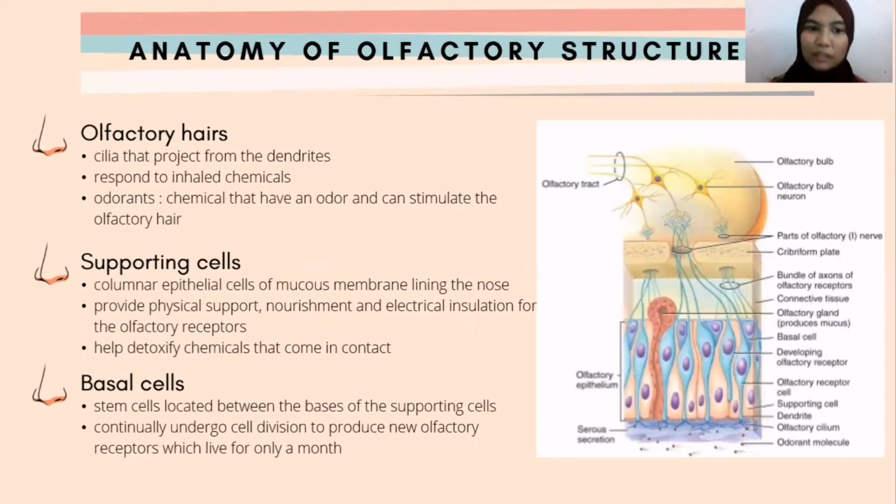So basically, the olfactory epithelium, based on the picture, contains this structure. It has olfactory hairs, supporting cells, basal cells, and other components which have their own functions, to carry out the smells, to carry out the response to smells.